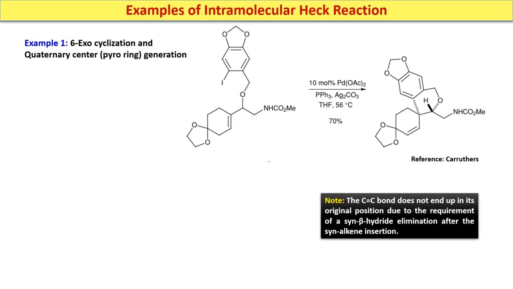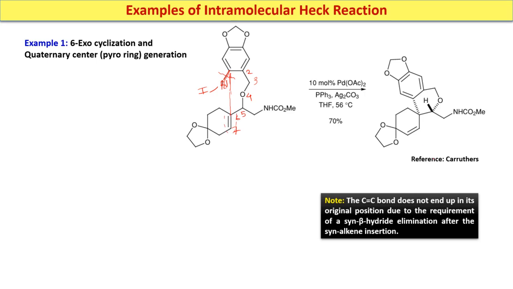If we look at the structure, first of all we have to find out the reaction positions, that is where the C-C coupling will actually take place. In the presence of this palladium catalyst, first this C-I bond, that is the carbon-halogen bond, will be broken and there will be formation of Pd-I. Now the C=C double bond with which it will be coupled is positioned here. If we number 1, 2, 3, 4, 5, 6, 7, you can see that coupling will take place at the 1 and 6 positions.